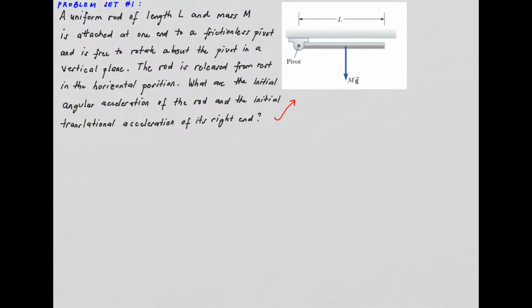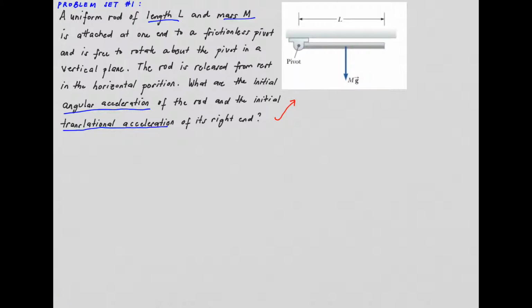So here's our problem set number 1. A uniform rod of length L and mass M is attached at one end to a frictionless pivot and is free to rotate about the pivot in a vertical plane. The rod is released from rest in the horizontal position. What are the initial angular acceleration of the rod and the initial translational acceleration of its right end?